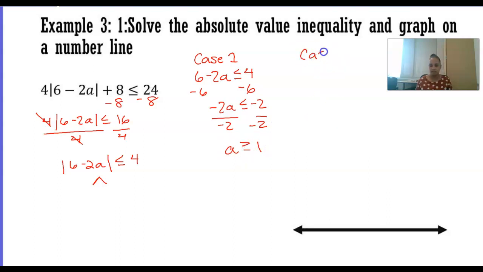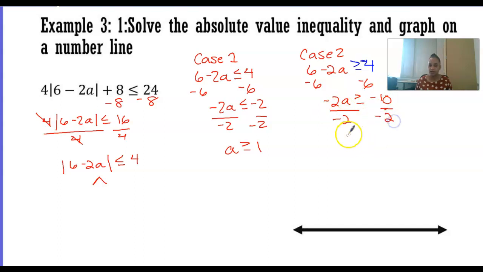And let's do case 2. The negative case, 6 minus 2a. Flip that sign whenever you have your negative case. And then solve. -6. Sorry, this should be negative right there. So -6. So -2a is greater than or equal to -10. Divide by -2. Be careful to note that I am dividing by a negative. So again, flip that sign.